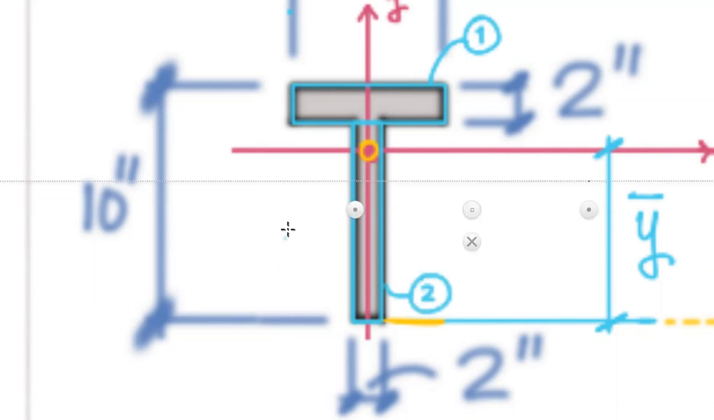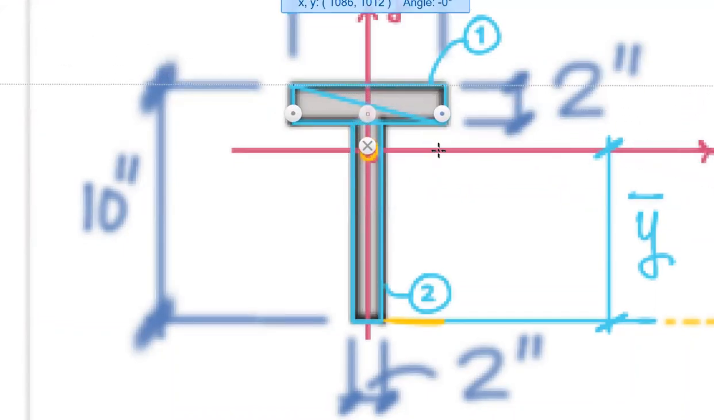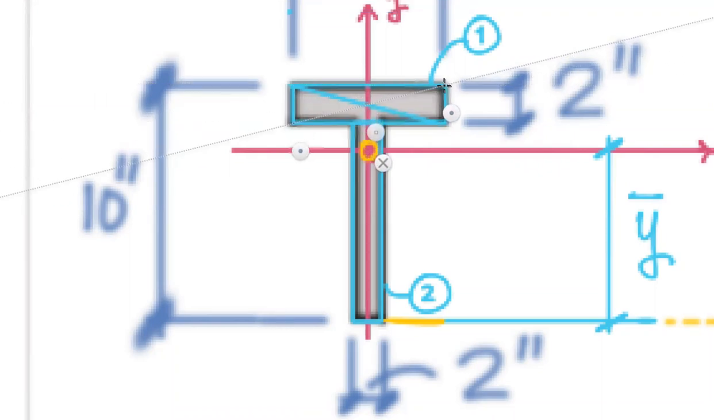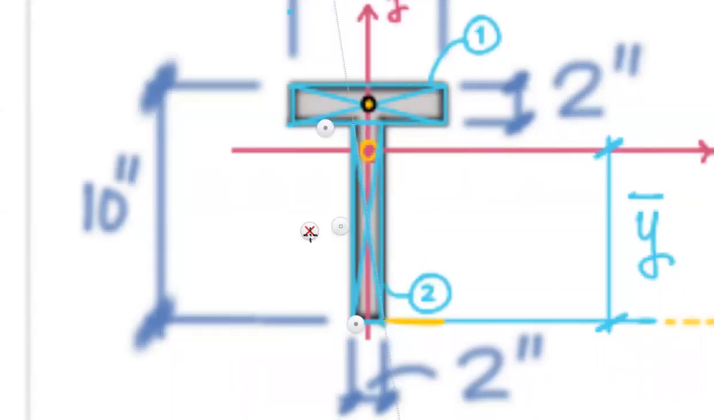For each of those rectangles, I want to figure out where the centroid is. One way to do that is to draw little diagonal lines there and there, because that tells me exactly where the centroid of component one is. And then I want to do the same thing for rectangle number two. I'm sorry that the screen is a little pixelated right now. It's because I'm zoomed in. Okay, so we could do that as well. And that little geometry tells us, okay, there is the centroid of piece number two.